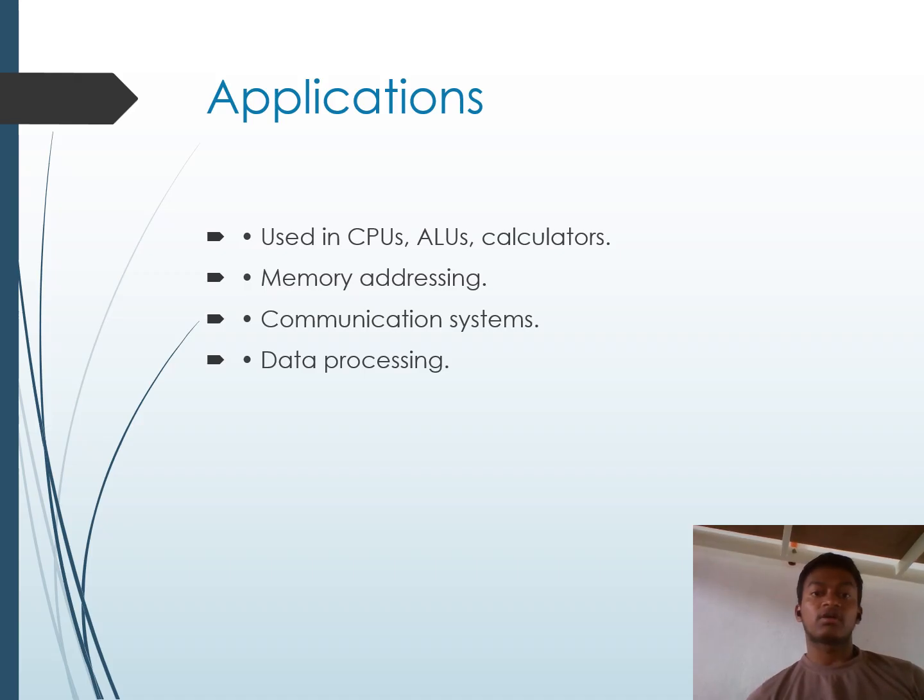Applications of combinational logic circuits. Combinational logic circuits have countless applications. They are used in CPUs and ALUs for arithmetic and logical operations. They are essential in calculators for addition, subtraction, and other arithmetic operations. They are used in memory addressing, communication systems, control systems, and even small devices like washing machines and remote controls.